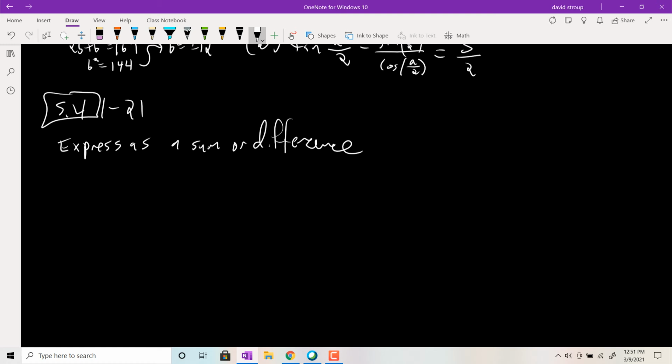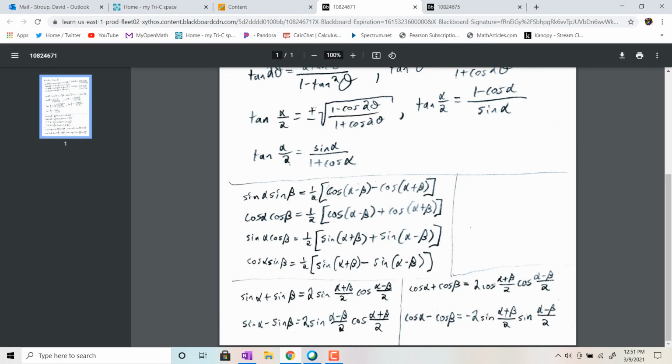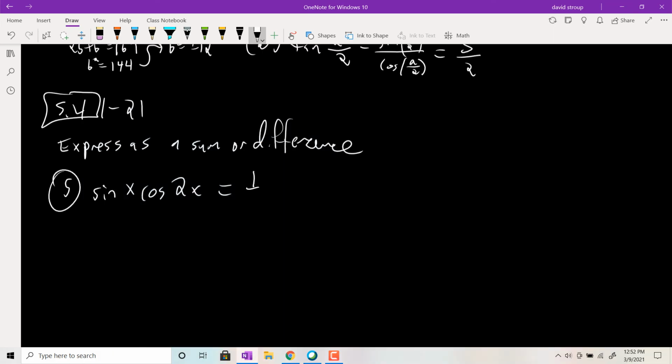Okay. So number 5, we have sine of x cosine of 2x. You just go to your formula sheet and find the sine cosine formula. It's this third formula here. So you get 1/2 [sine plus sine]. So 1/2 sine of x plus 2x is 3x, plus sine of x minus 2x is minus x.